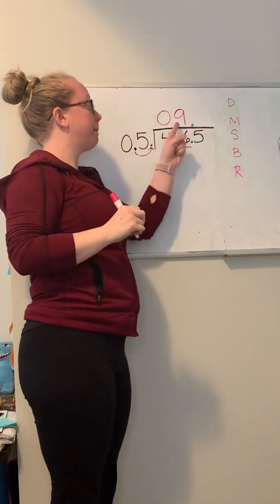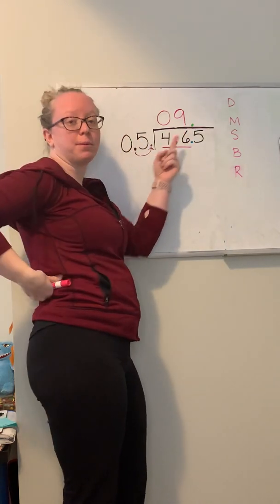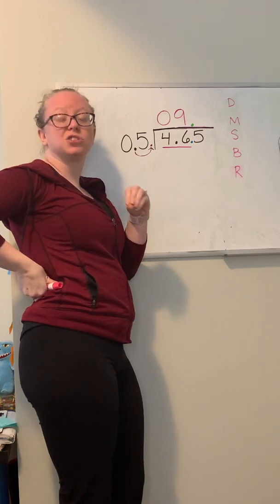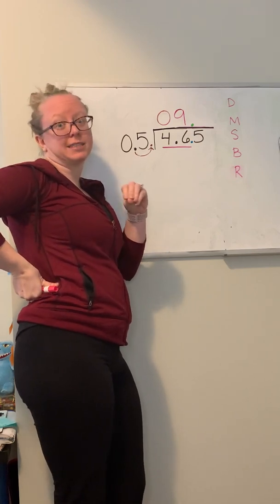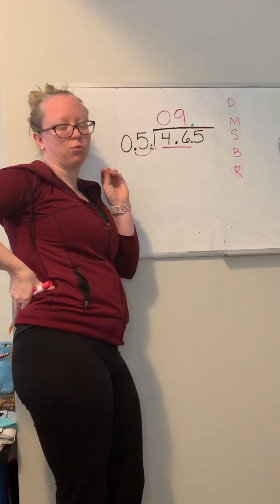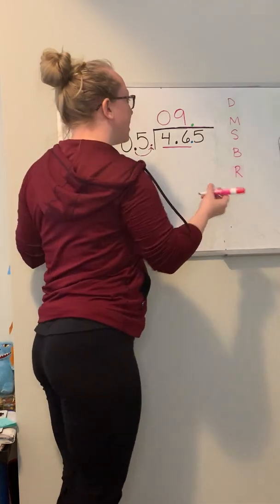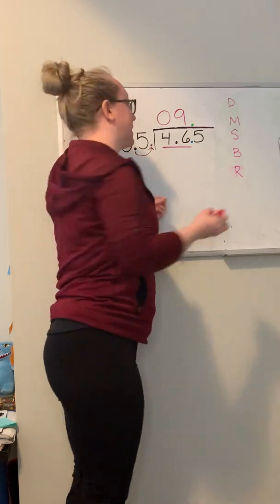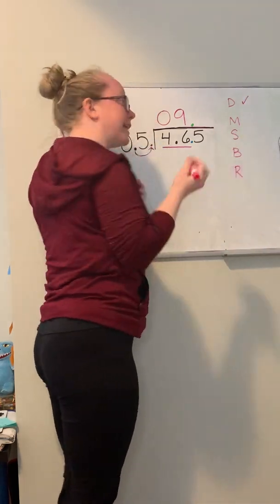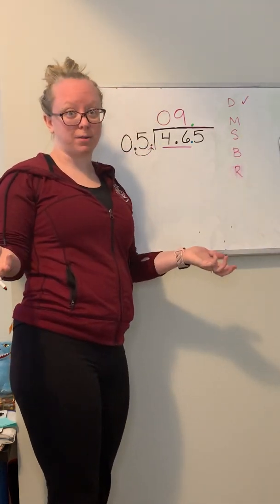Notice I put the 9 above the 6 and before the decimal point. That's super important so that you don't accidentally end up with a decimal point in the wrong part of your quotient, which would give you the wrong answer. And now I'm done with my division step. And I just put a check next to the D so I know I did that part.